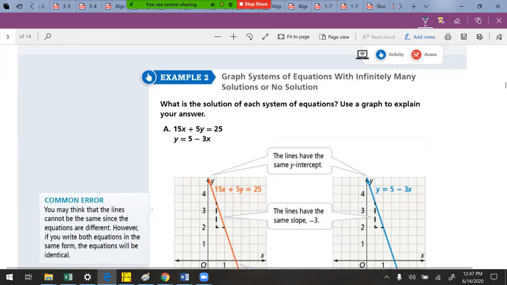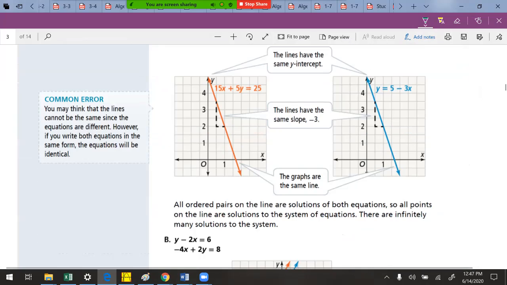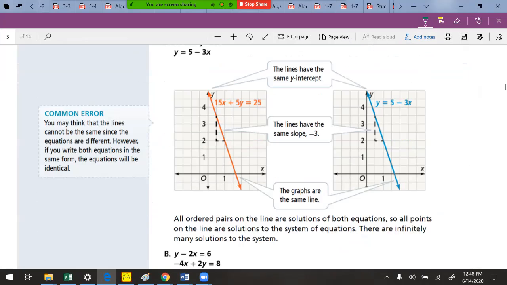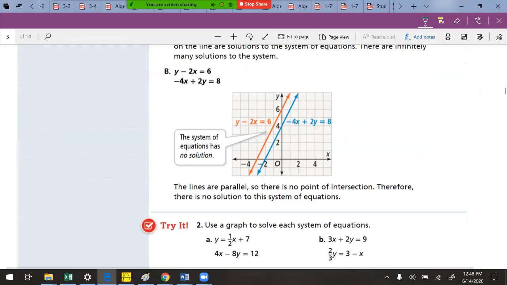So same idea. What's the answer to each system of equations? Keep this in mind. We can graph both of them. Notice how they're the exact same line. If we were to graph both of them, boom, it's infinitely many solutions. If they don't ever cross, like these two equations, therefore it's no solution.